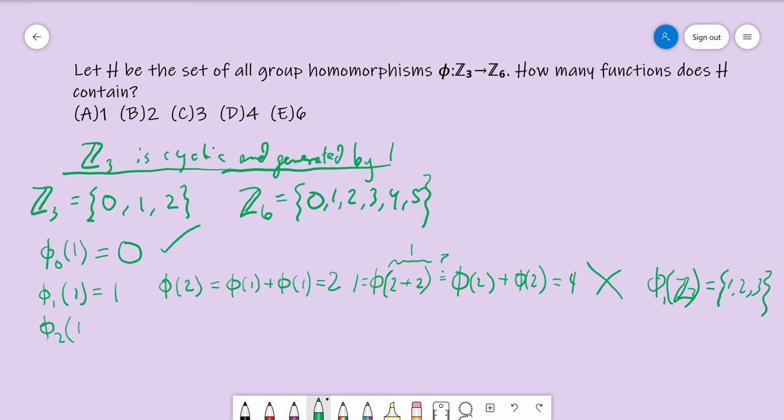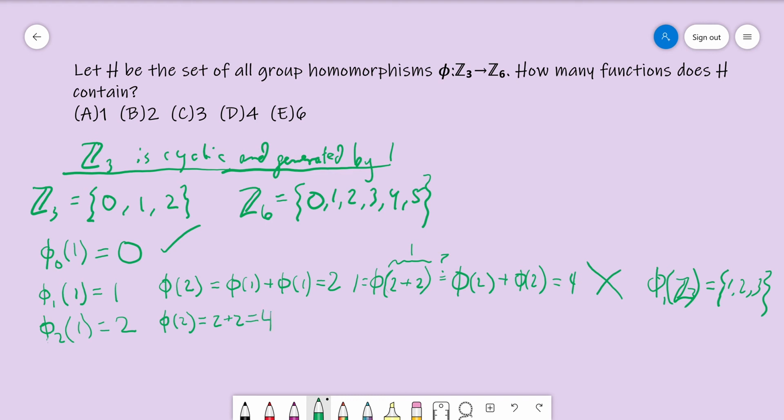Alright, let's look at phi 2, which maps 1 to 2. Is this a homomorphism? Well, let's see. Phi of 2 is going to be phi of 1 plus phi of 1, which is going to be 2 plus 2, which is 4.